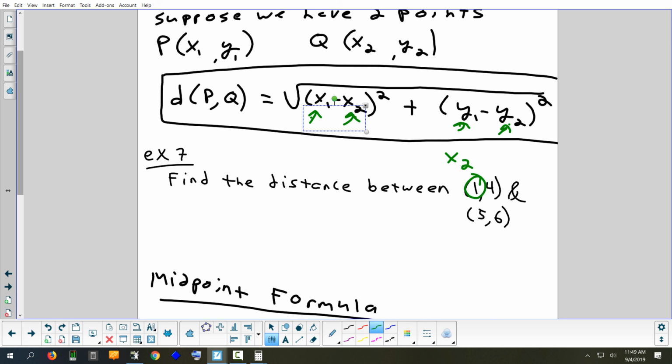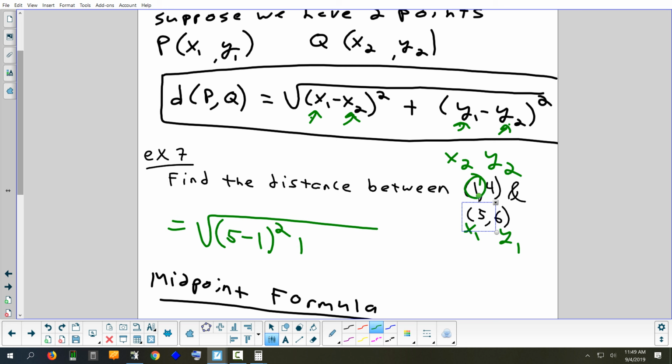Now that he decided that, there's no other choices. The 4 has to be the y2, and the 5 and the 6 have to be the x1 and y1. Okay, let's find the distance. x1 minus x2, 5 minus 1, square it. y1 minus y2, 6 minus 4, and square it.